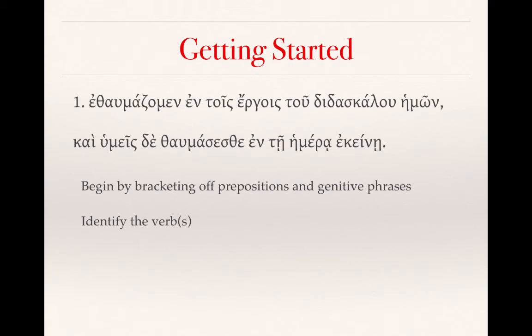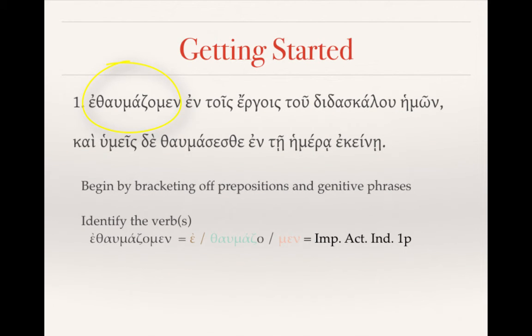Well, then that makes the next step fairly easy. We are going to identify the verbs. And the first verb is ethaumazomen. And you can see here I've broken it up to indicate the verb stem, which is thaumazo. You see the epsilon added, which indicates that we are in a secondary tense, in this case the imperfect. And then the men ending indicates that we are in the active voice and that we have a first plural verb. So we would translate this, we were wondering.